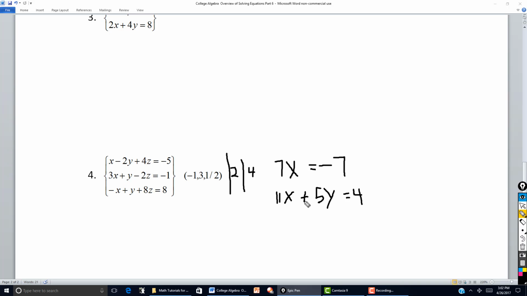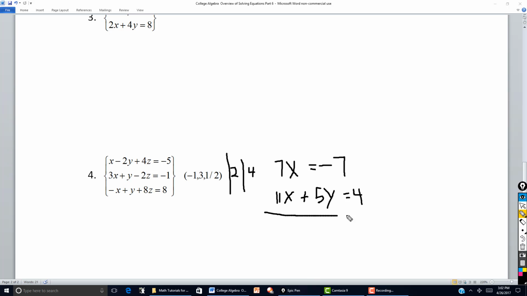Okay, so now I get it down to 2 equations with 2 variables, x and y. Like I said, if the first equation had a y, then I would proceed just like the first one that I did: try to eliminate the y or the x, solve for one of the variables, and then substitute to get the other one.